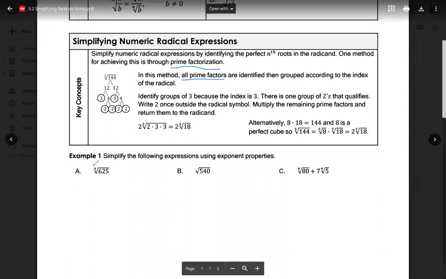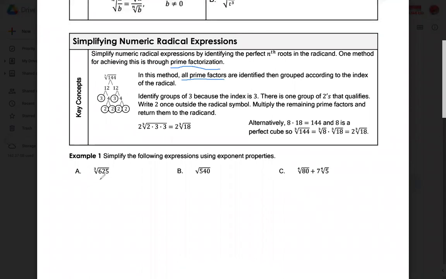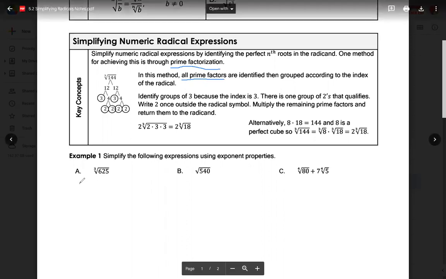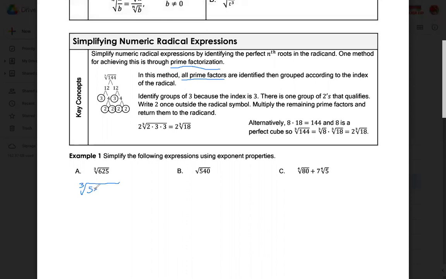Okay, so for example, on A right here, if you type in 625 onto your prime factorization calculator, it's going to give us 5 times 5 times 5 times 5 times 5. So what we'll do is we'll rewrite this radical as such. So it'll be 5 times 5. It's going to take me a second.